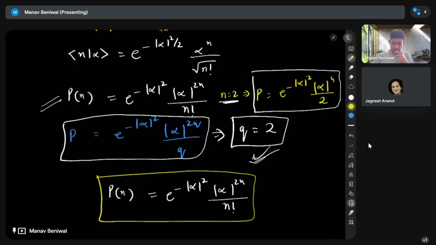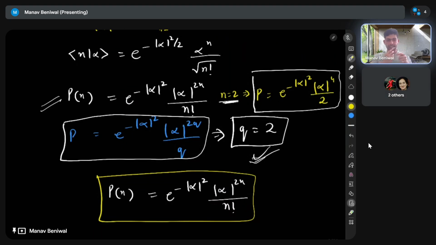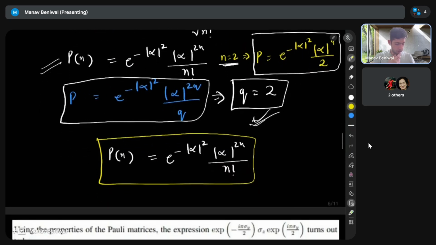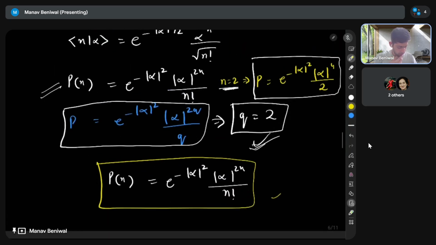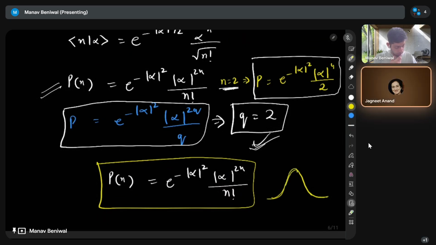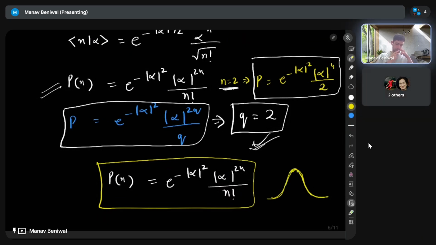This is an exponential, Poisson distribution. Sorry, exponential, Poisson distribution function. Yeah, so it's like your very typical bell curve that we see, right? This kind of a function. So, for example, this is a Gaussian, right? This is a simple Gaussian wave function.